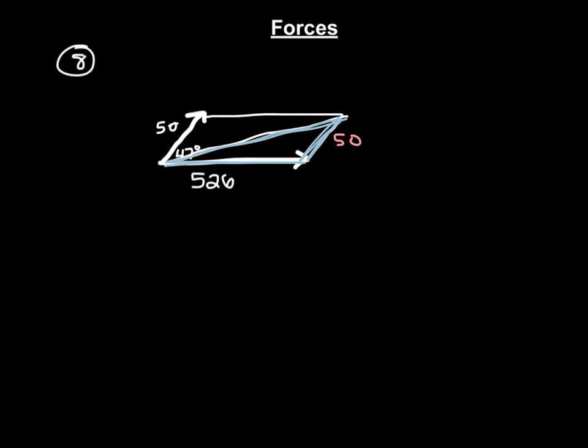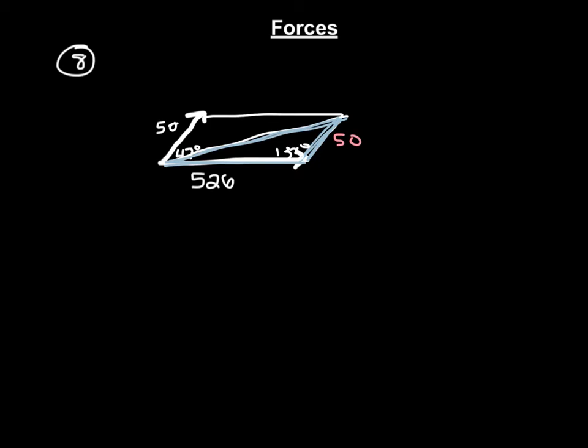All right, now, this angle of 47 degrees helps us find this angle right here, because these two angles in a parallelogram are supplementary. They add up to 180. So if you do 180 minus 47, it gives you 133 degrees.